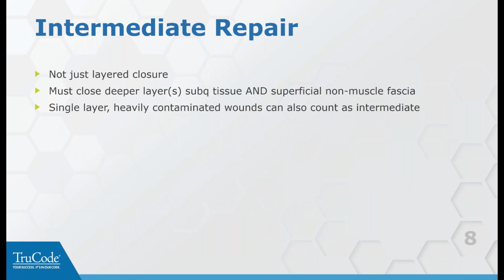Remember, again, as I mentioned earlier, intermediate repair is not just a layered closure. In the code book, it does tell us you must close a deeper layer and the superficial, non-muscle fascia there to be able to call it a layered closure, to be able to call it an intermediate repair. So just because they use two different strands, maybe they sew one layer up and then they use the Dermabond at the top to kind of close it off, that's not necessarily a layered closure, or not necessarily an intermediate repair. So that's something you want to be careful of. Sometimes the doctors will say, I did a layered closure, but according to the code book, it's not necessarily an intermediate repair. Again, from your references perspective, really good information in the book and also in your CPT Assistant articles there.